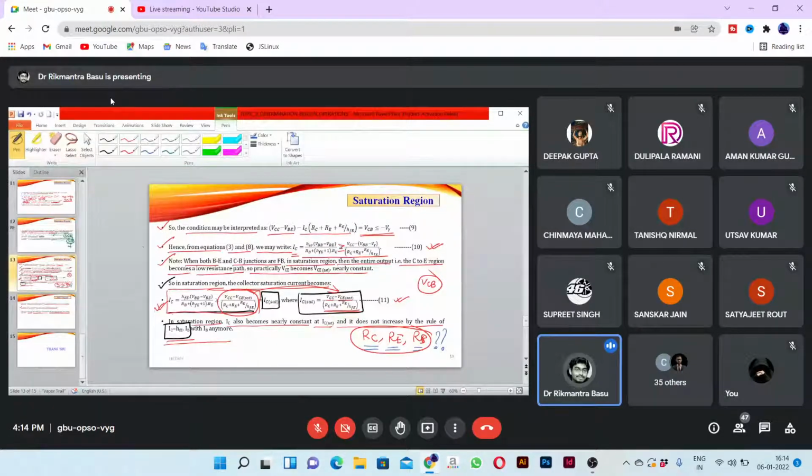Because your VCC, VBB, V gamma, HFE are all fixed, if you look into equation 10, IC is greater than or equal to (VCC minus VBB minus V gamma) divided by (RC plus RE plus RE by HFE). So IC must have to be greater than that value.